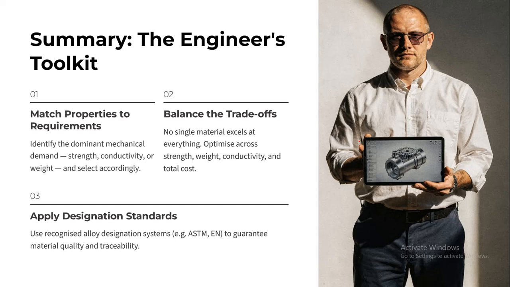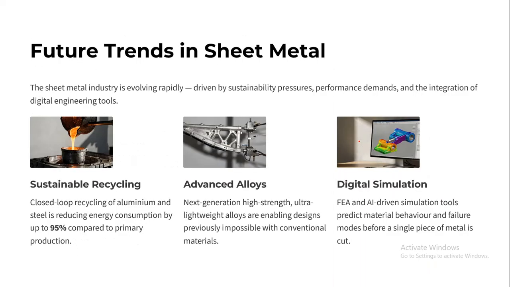Next one, we can take a toolkit. So what is the summary? How the sheet metal properties match our requirements, balancing the trade-offs. Finally, we apply the designation standard based upon the requirement. The future trends in sheet metal include sustainable recycling, because it can reduce energy consumption by 95%.